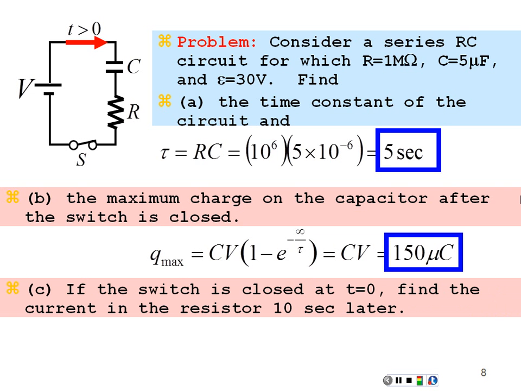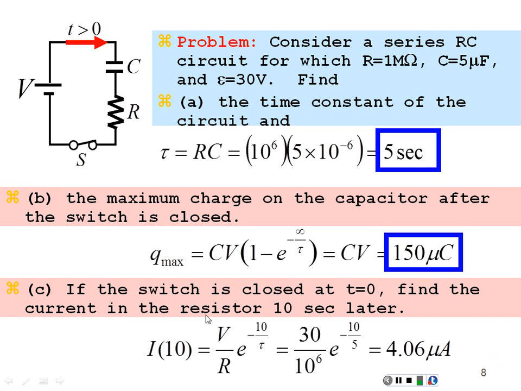If the switch is closed at t equals 0, find the current in the resistor 10 seconds later. Well, the current is equal to the maximum current, times e to the negative time over tau. If the time is 10 seconds and tau is 5 seconds, this will be e to the negative 2. And my voltage is 30 volts. My resistor is 10 to the 6 ohms, 1 megaohm. So this will be 4.06 microamps. That will be the current 10 seconds later, or 2 time constants into the circuit after the switch is closed.